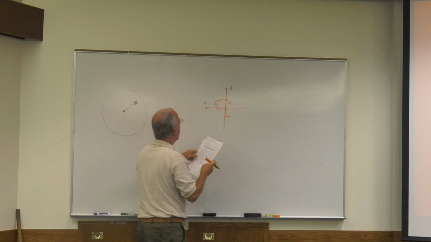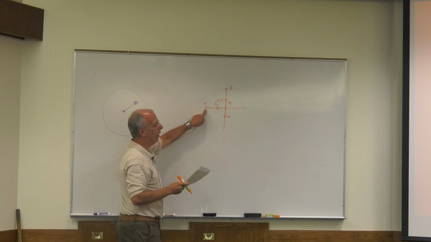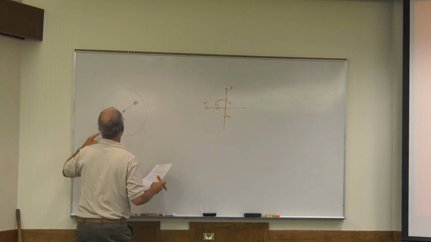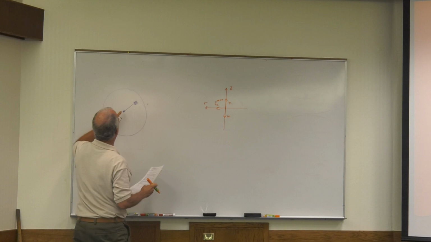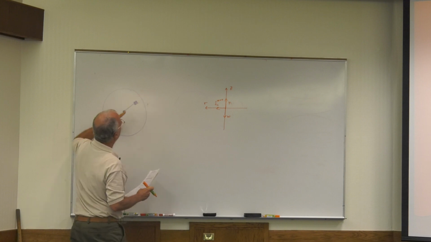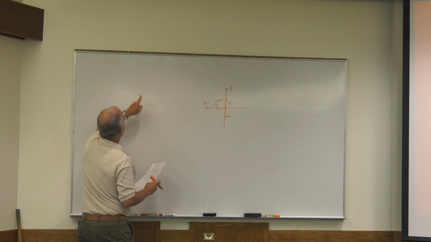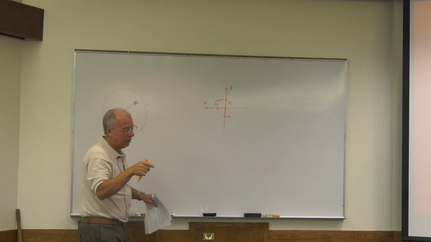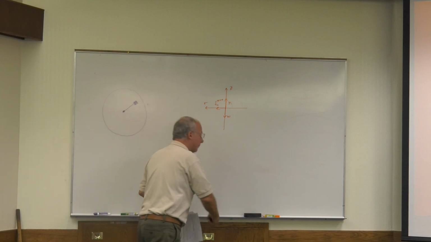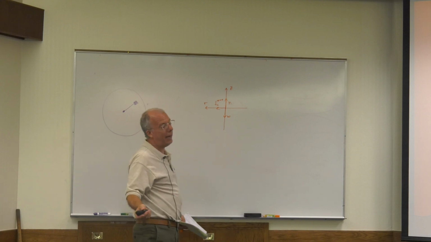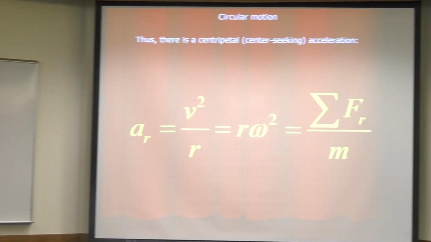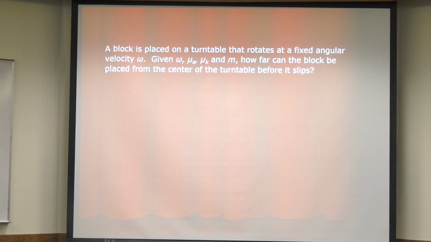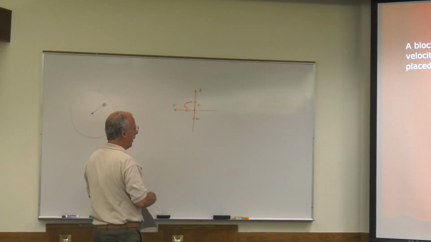And don't forget, this is the center of the circle, right? It wants to fly off. It wants to fly away, right? So therefore, the frictional force has to be towards the center. It's just that. There has to be a radial force. It's going in a circle. Has to be a radial force. What's the radial force? Fs max. Points towards the center of the circle.